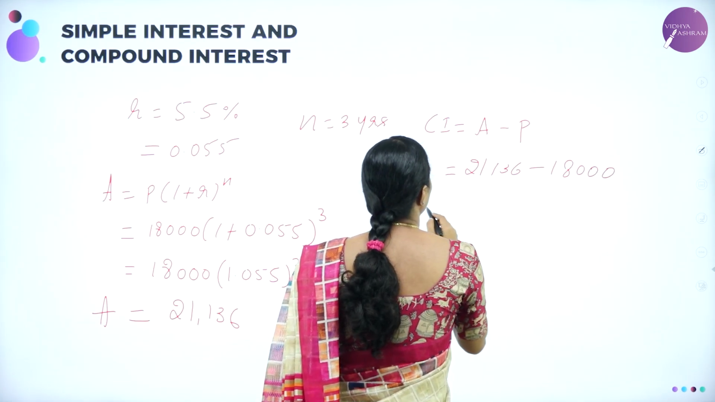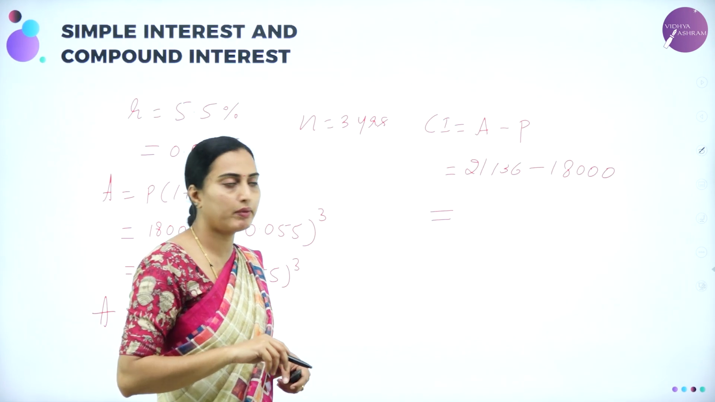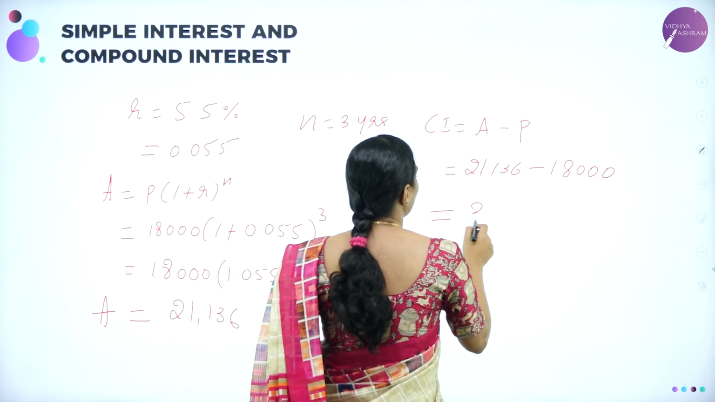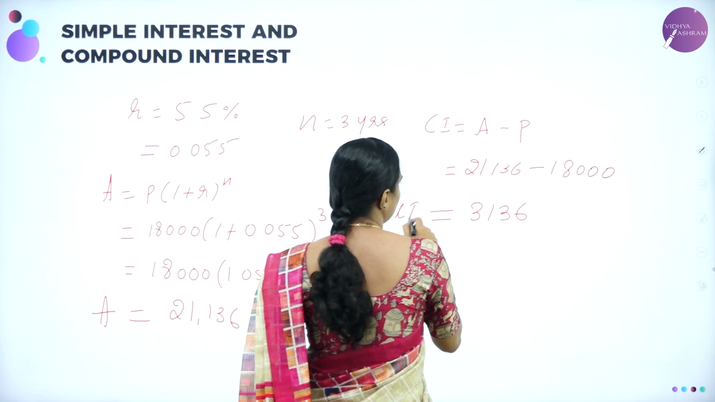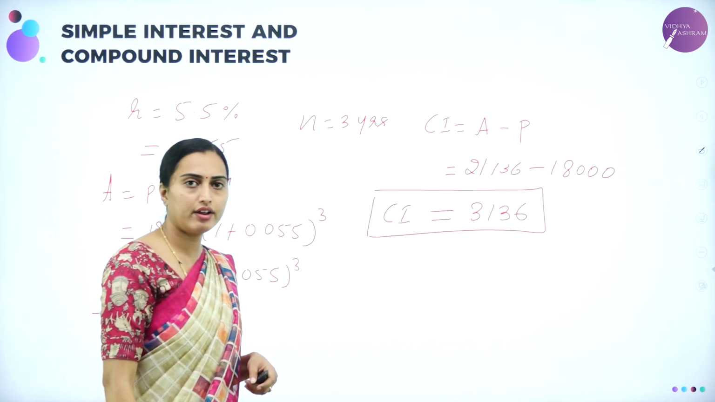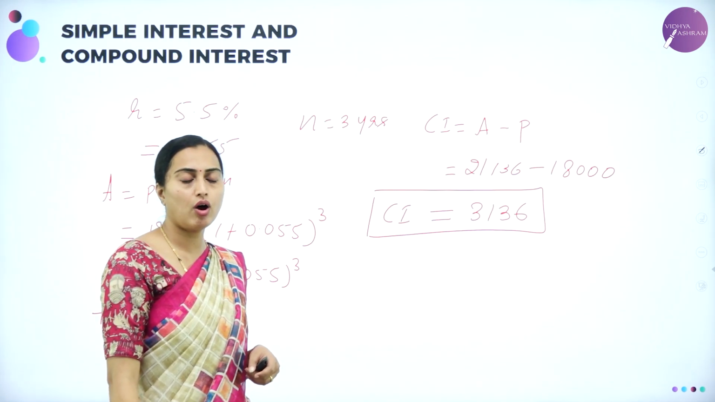You are going to have the answer: 21 minus 18 is nothing but 3,136. That is your compound interest, 3,136. Now what they have asked: how much is he going to gain?